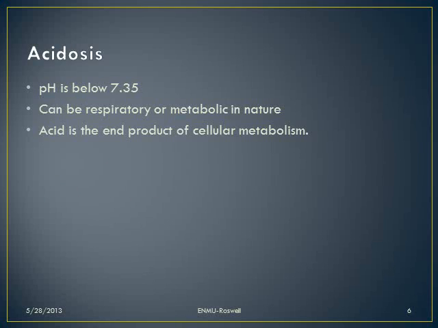So acidosis is anything with a pH less than 7.35. It can be respiratory or metabolic in nature. And we'll discuss the difference between respiratory and metabolic here in just a few minutes. But realize that acid, whether it be in anaerobic or aerobic metabolism, primarily aerobic metabolism, is going to be the end product. We're going to either produce carbon dioxide or we're going to produce anaerobic lactic acid. That's right, lactic acid.